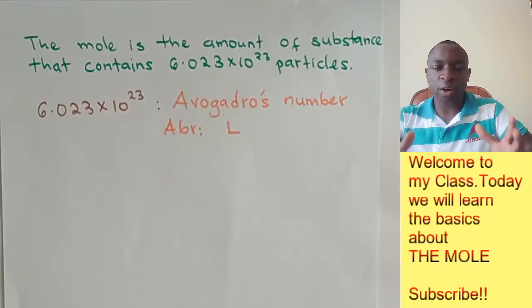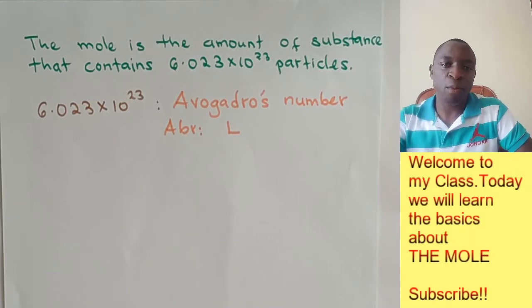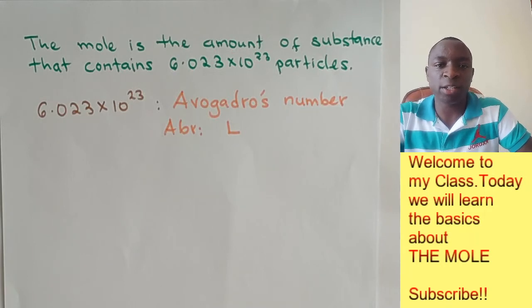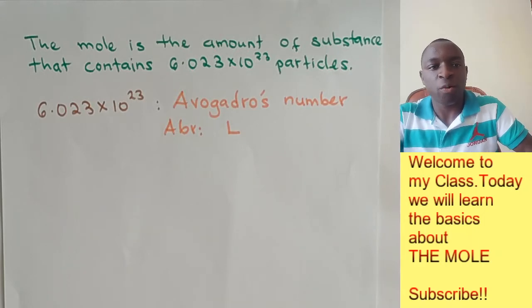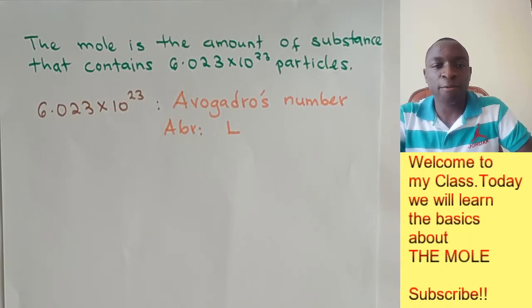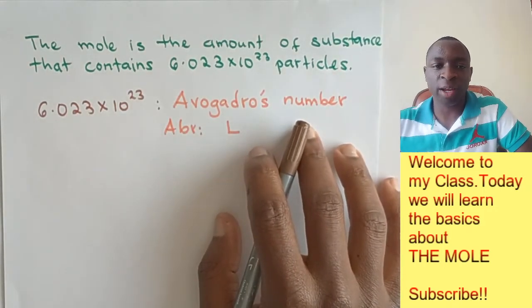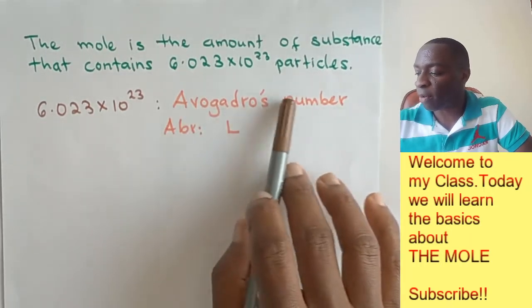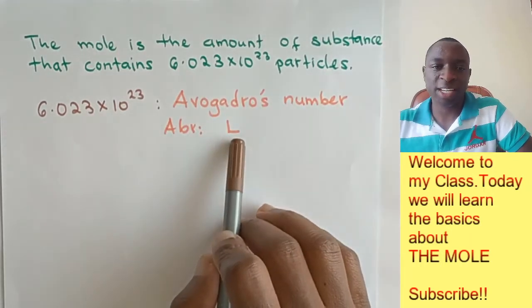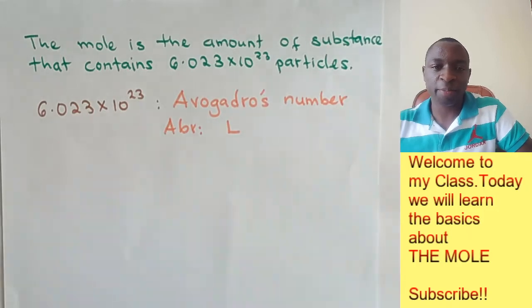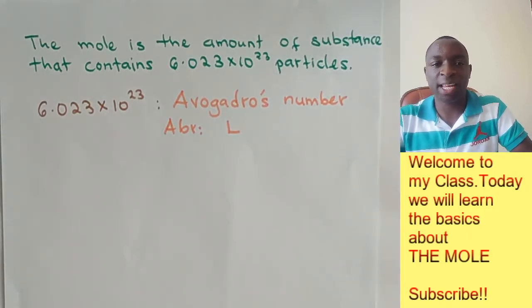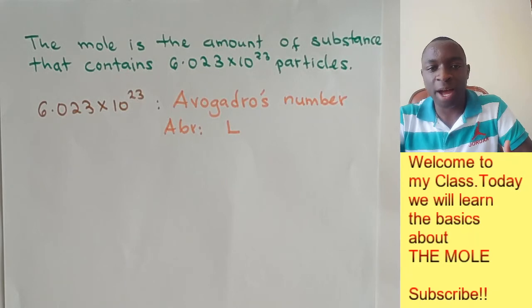All right, now to recap, we'll say that the mole is the amount of substance that contains 6.023 times 10 to the power 23 particles. Now, that number is also called the Avogadro's number. It is named after the scientist who came up with this number, and it is abbreviated with the letter L. This number is very important because it is going to show us exactly how to calculate different masses, moles and numbers of atoms in the questions.